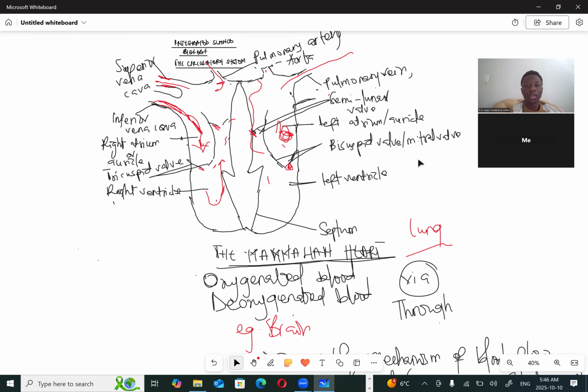What's the function of the superior vena cava? It's gotten from the process we just studied. What's the function of the superior vena cava? It allows blood. And before that, you have to be specific with what kind of blood. It allows deoxygenated blood from the upper part of the body to get to the heart.